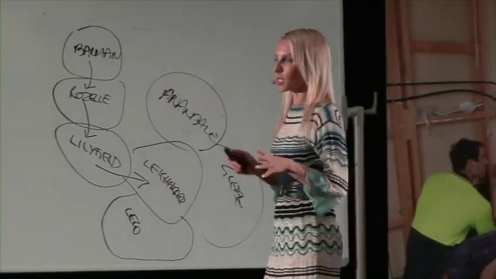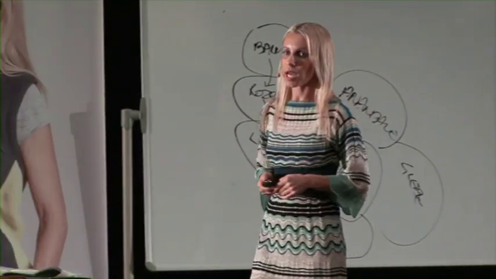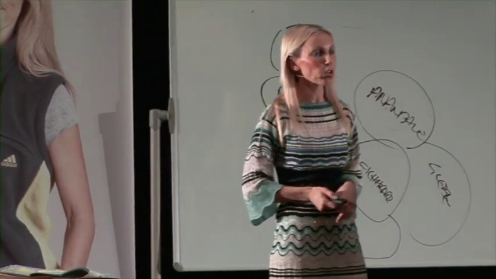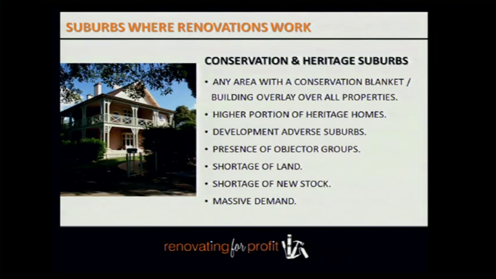Okay. Inner city locations. Other great suburbs to target for renovations are your heritage and conservation suburbs. These are areas that typically are protected with a conservation blanket. So in the inner city locations, a lot of the housing is protected by council. They don't want you coming in and knocking over the old character cottages and demolishing them. Sometimes these conservation and heritage suburbs are called character home suburbs as well, and they're very easy to identify.